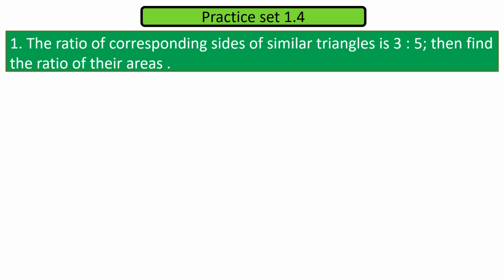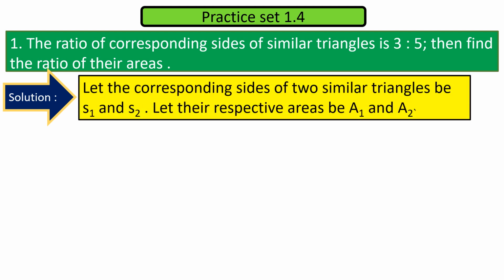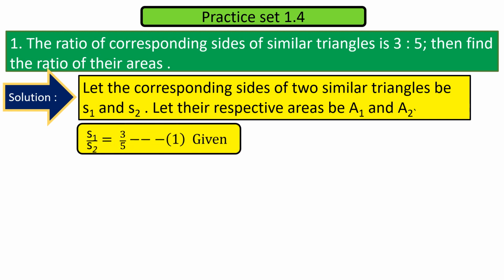So let us solve this. For that, let us first define the area and the sides of both the triangles. So let the corresponding sides of two similar triangles be S1 and S2. Let their respective areas be A1 and A2. In the question, they have already given you the ratio of their corresponding sides. S1 upon S2 is 3/5.